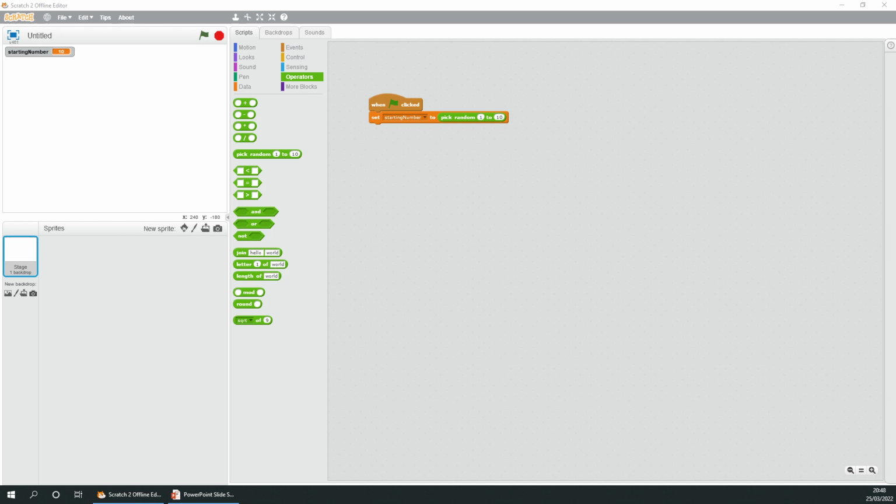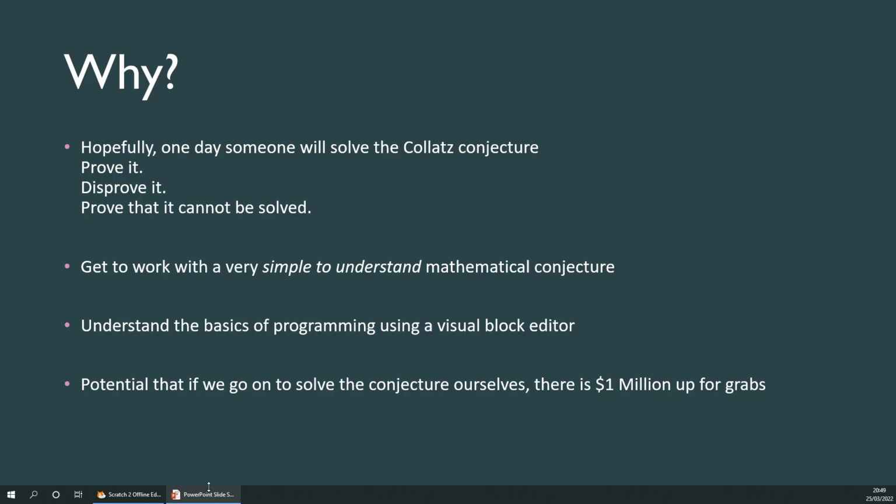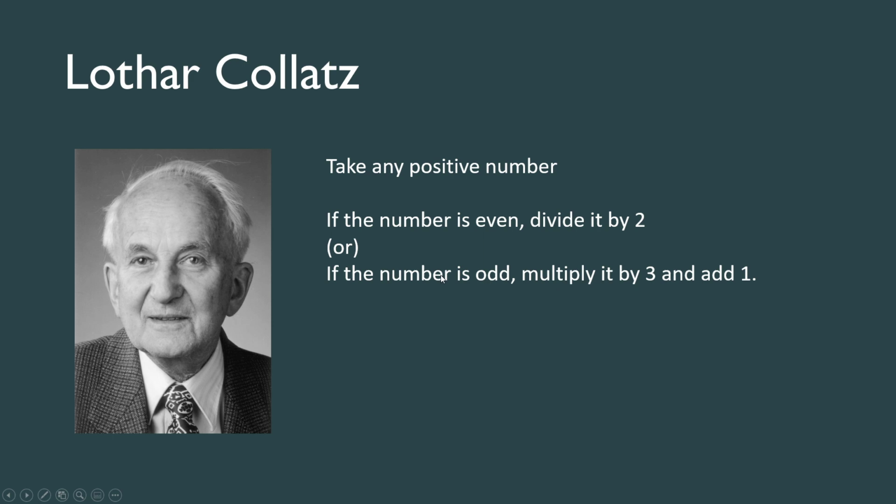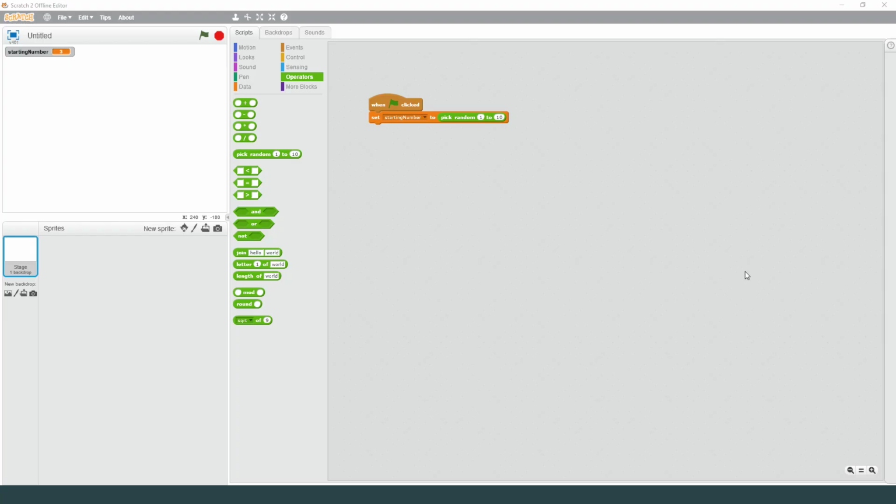Okay, that's good news. Right, so one more click for luck and we get the number 3. So we've got our random number being assigned in there. Now, what we do, just to revisit that slide there on the Collatz sequence, if the number is even, we're going to divide it by 2. Or if the number is odd, we're going to multiply it by 3 and add 1. So let's go back to our program and attempt that.